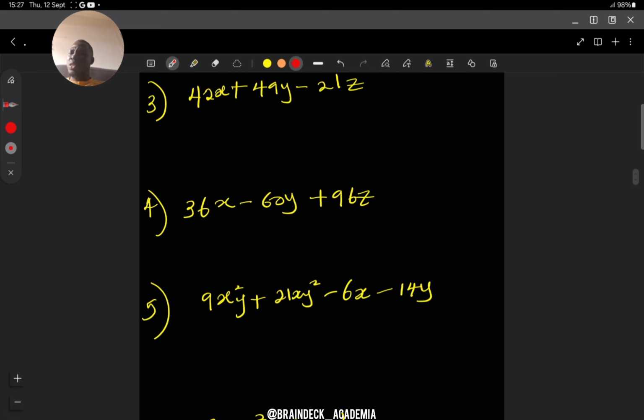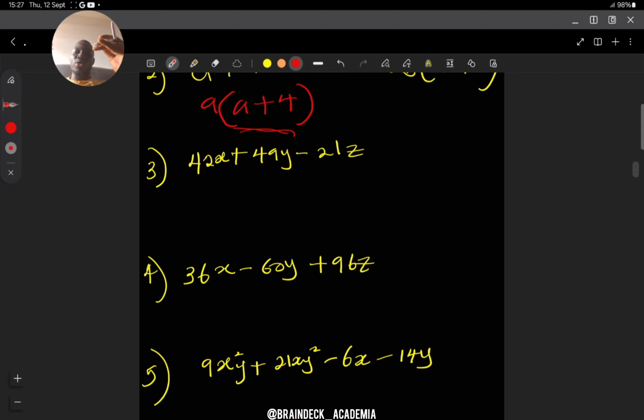Now for a three-term expression, the same way you factorize a two-term expression is still the same way you factorize a three-term expression, especially if it's not quadratic. In this case, what is the common factor here? Let's first consider the numbers. We have 42, 49 and 21. The highest common factor between the numbers is 7. Do I have any common thing in the variable? There's no common thing in the variable, so my common factor for the terms is just 7. So 7 out of 42x, I'm left with 6x. 7 out of 49y, I'm left with 7y. 7 out of minus 21z, I'm left with minus 3z.